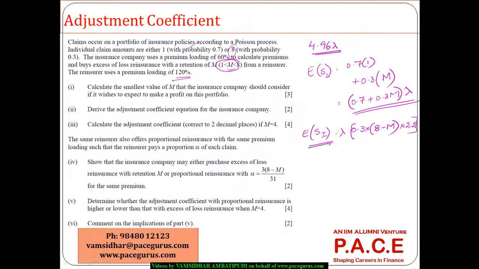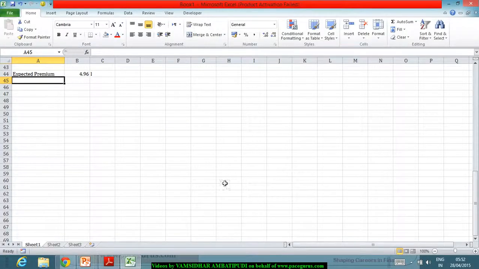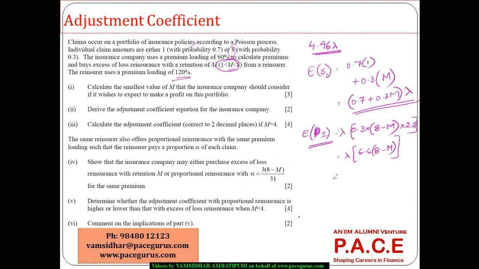So the expected premium from a reinsurer's perspective is coming out to 6.6 times 8 minus M, or I can keep it like this itself, 6.6 lambda times 8 minus M. That is the premium which the reinsurer will be charging.